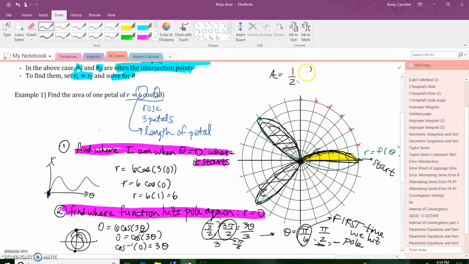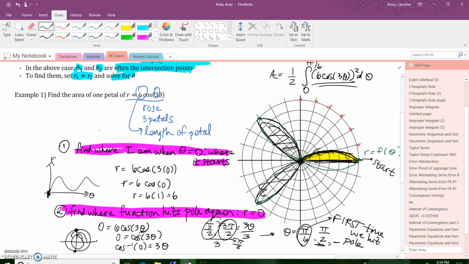So let's actually plug into our formula here. I'm going to have 1/2 times the integral of 6 cosine of 3 theta squared d theta. That's the easy part, just copying down r. I start whenever my theta is 0. This is the first angle boundary that I want. I let myself rotate pi over 6 until I'm at the pole again. So I'm going to stop there.